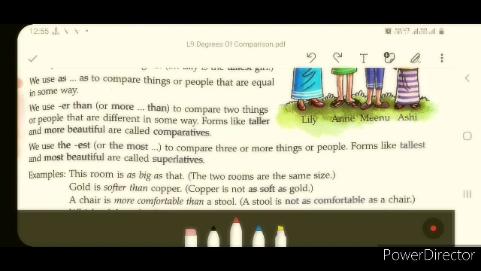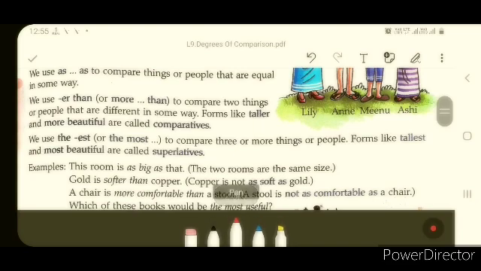Whenever you are comparing three or more things, the superlative will be used to speak about the thing you want to put stress upon the most. Example: this room is as big as that. This is comparative. This is not comparative. This is used to express similarity in size, isn't it?